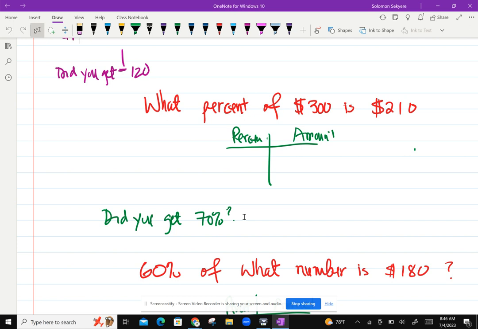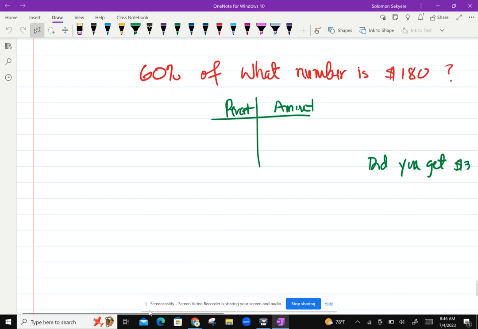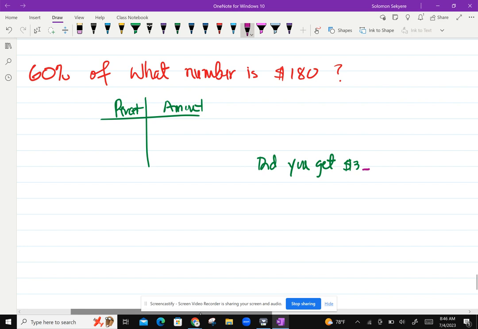60% is given on the left side, 180 is given, and the of is missing. So that would be the original amount. What did you get? Did you get 300? And then it's 300 what? It's an amount, so it is dollars.